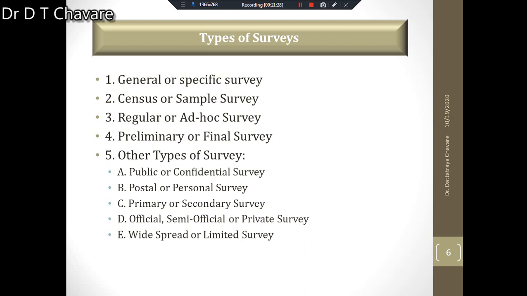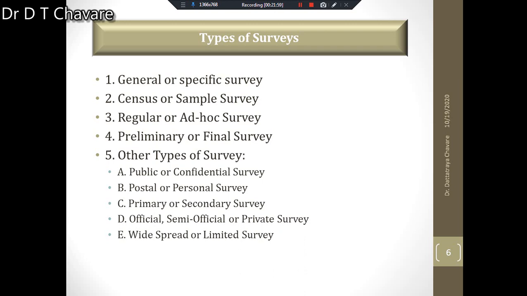For example, a census survey conducted by the Government of India after every 10 years is a regular survey, whereas a survey of socio-economic conditions of scheduled tribes in the northeast states of India conducted by a researcher for academic purpose, for what purpose? Academic purpose, is a special or ad hoc survey. Try to understand, this is the third type of survey.